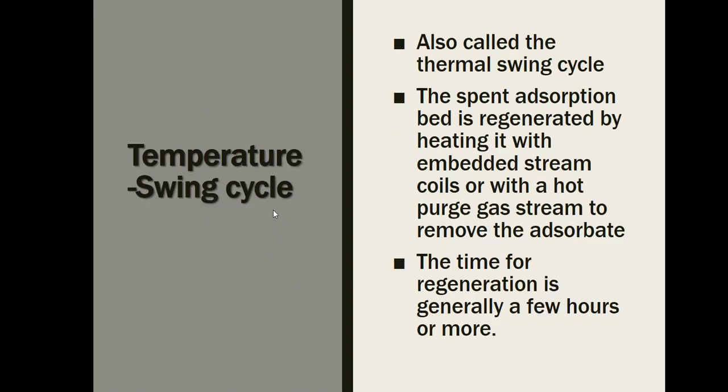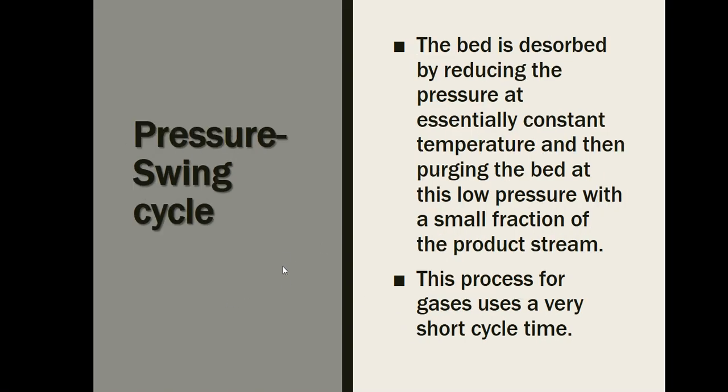So this is one, the temperature swing cycle, also called the thermal swing cycle. The spent adsorption bed is regenerated by heating it with embedded steam coils or with a hot purge gas stream to remove the adsorbate. So the process of regenerating the adsorbent is through the use of heating. The purpose is to purge it with hot gas to remove the remaining adsorbate. The time for regeneration in this case is generally a few hours. Okay, so that's one way of regenerating in the cyclic batch system.